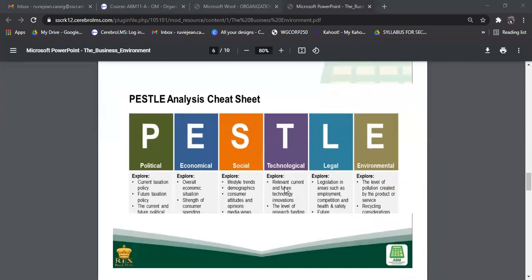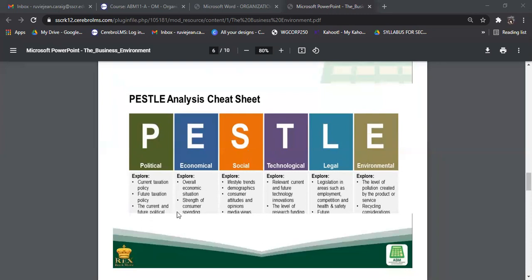PESEL Analysis Cheat Sheet, meaning P for political, economical, social, technological, legal, and environmental. So mostly, pag PESEL siya, external environment yung ating ina-analyze dito. Okay? So, tinitingnan kasi natin kung ano ba yung mga factors na makakaapekto sa performance ng isang negosyo. Okay, ng isang business. So, unang-una sa lahat, political, right? So, paano ba to nakakaapekto sa businesses? Economical.